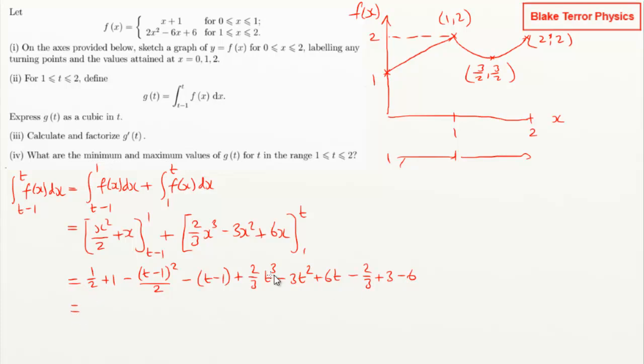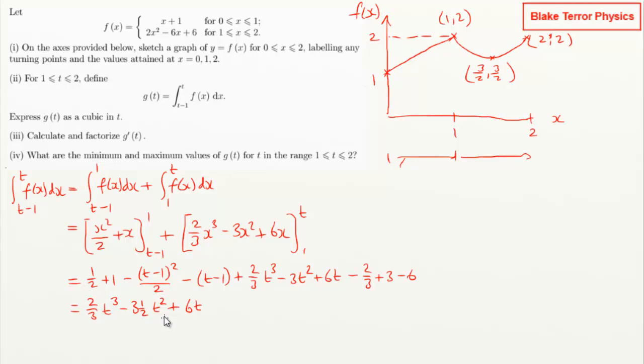Right, so how many t cubes have I got? I've just got 2/3 t cubed. T squareds, I've got the one that's going to come out of this bracket and then a minus 3. So what have I got here? I've got a t squared over 2. So I've got minus 3.5 t squareds. How many t's have I got? That's going to be a plus t. Take off that t, they're going to cancel out. So I think I've just got 6t by the look of it.